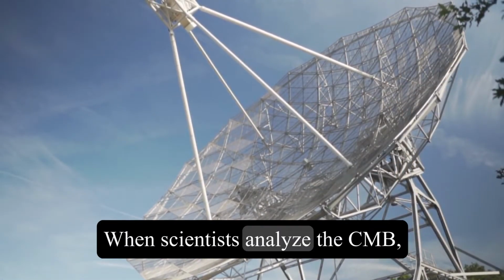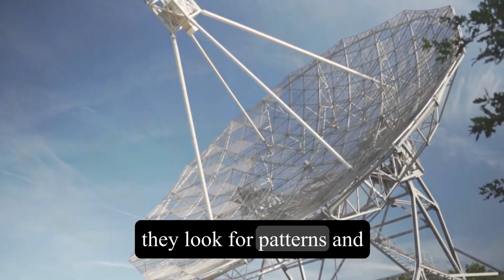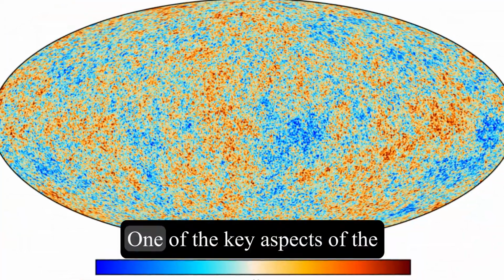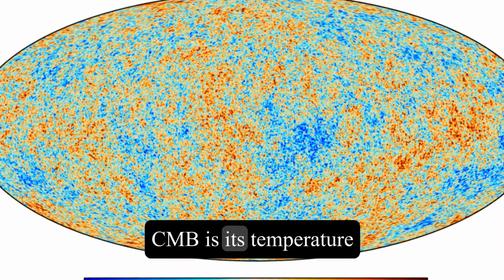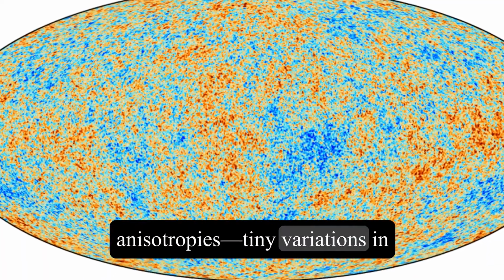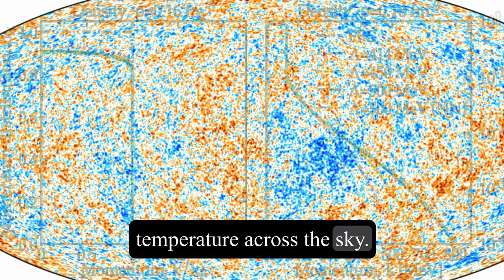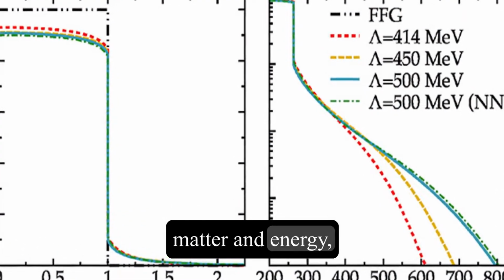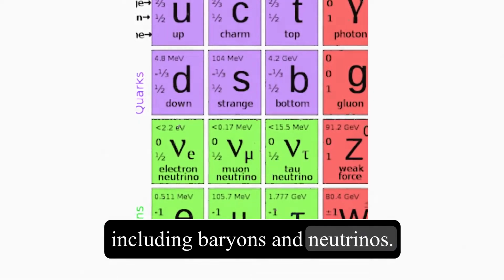When scientists analyze the CMB, they look for patterns and anomalies that could hint at the underlying physics of the universe. One of the key aspects of the CMB is its temperature anisotropies, tiny variations in temperature across the sky. These anisotropies can be linked to the distribution of matter and energy, including baryons and neutrinos.